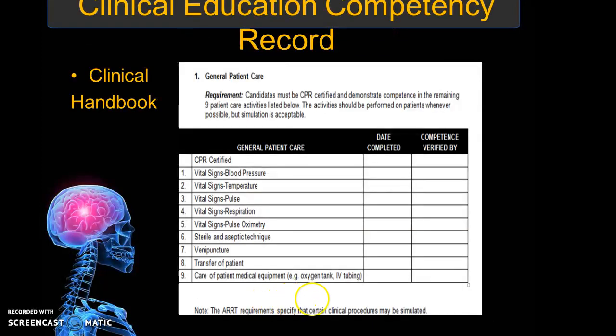This next one, your clinical education competency record, again, located in the handbook in the appendix, is a 4-page document. All 4 pages have to be uploaded at one time. This is the document that actually gets sent to the American Registry with your application. It needs to be very legible with all the dates in the same month, day, year format. Yes, you do have to have the year.